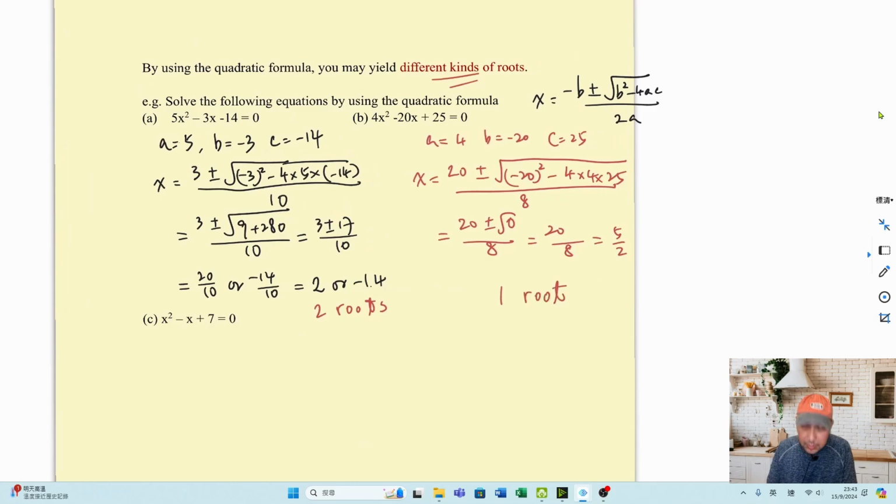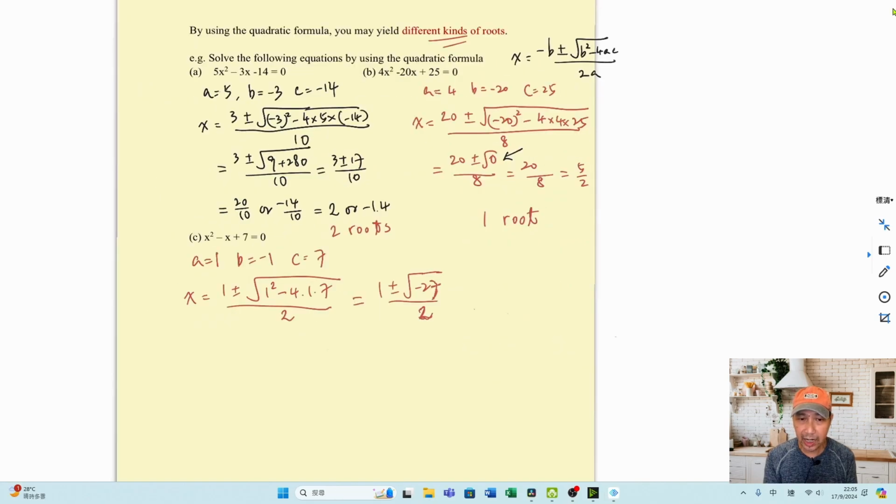Why is that? We go back a little bit to these steps. There are two roots. The first one is 20 plus something over 8, the other is 20 minus something over 8, but the something here is 0, so the two roots become 1. Okay, so when the number inside the square root becomes 0, two roots will become 1. That's why I say there may be different kinds of root. Part A, we have two roots. Part B, we have only one root.